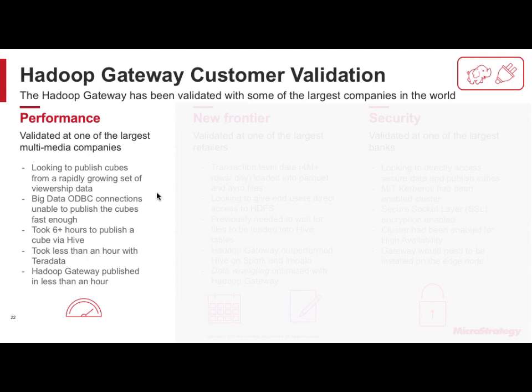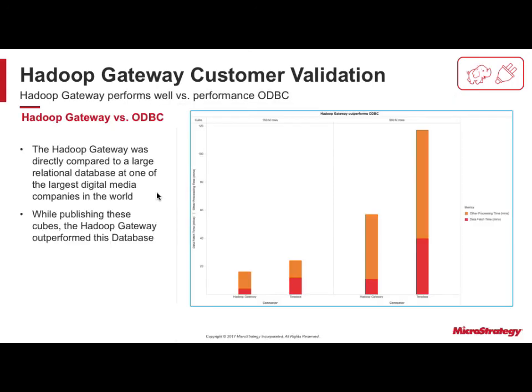Our requirement for success with this customer was: could we showcase the Hadoop gateway's ability to publish cubes directly against HDFS without having to create Hive tables or normalize tables in Teradata, and in less time than Teradata? And MicroStrategy did just that. We published a 150 million row cube in about 24 minutes, and by the end of the engagement with this customer, we were able to publish 500 million rows of data in less than an hour with the Hadoop gateway.